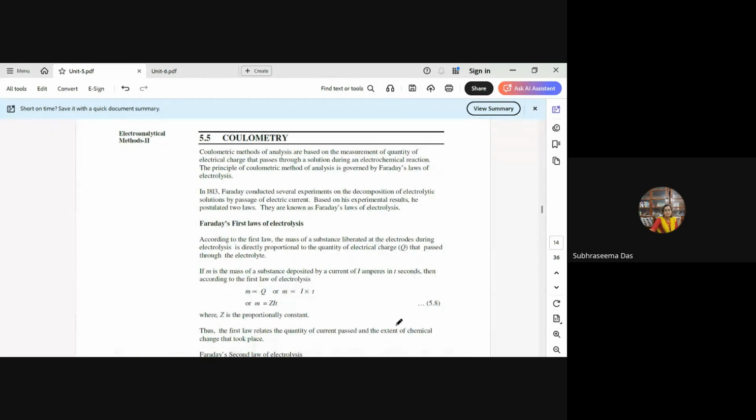So now we'll start with coulometry. Before starting with coulometry, we'll just take a break of 5 minutes and then again resume.